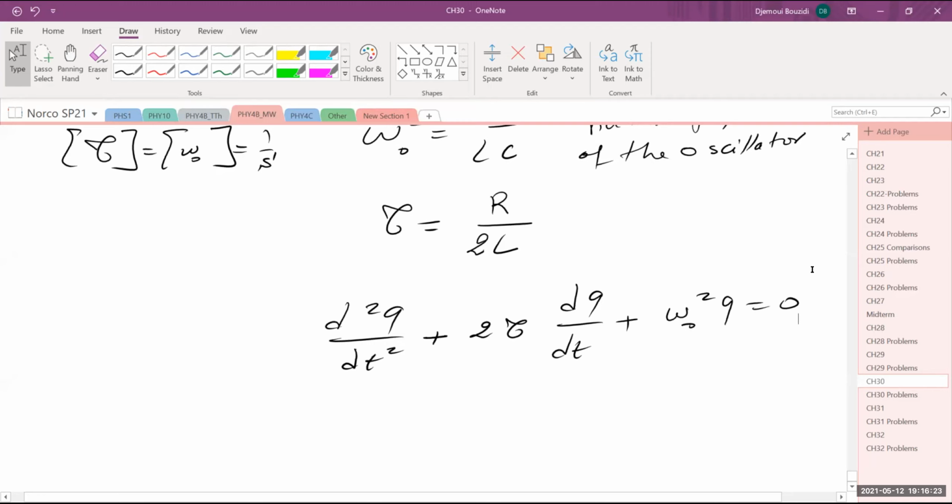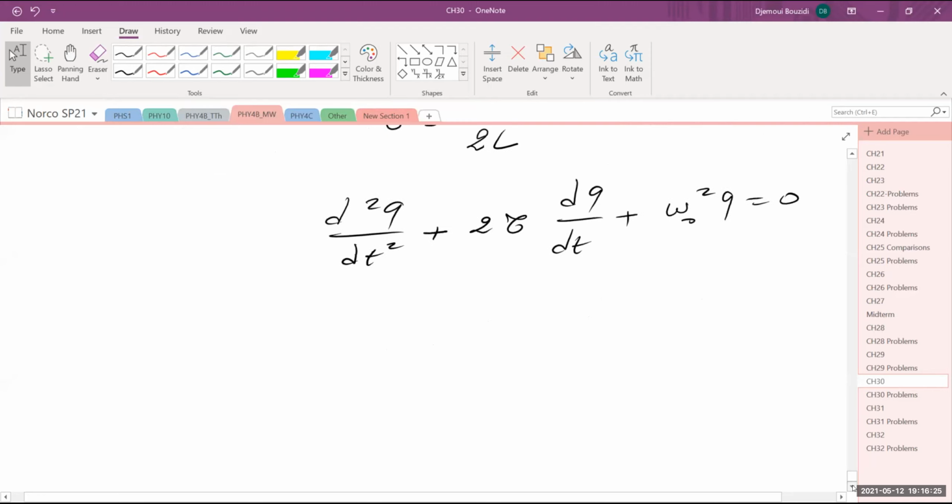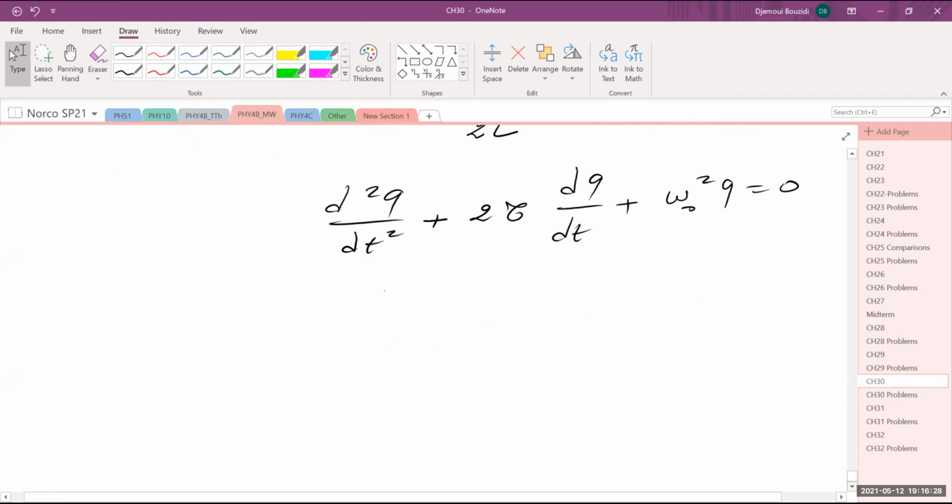If you're doing a diffie class, what you do in that case, you say, you know what, this is what I'm interested in. I'm interested in a solution of the type exponential of alpha times t, okay?